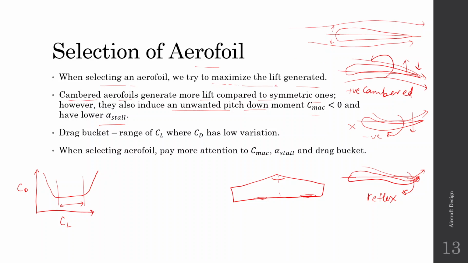Okay, if we just optimize for lift, then these other things might suffer. We might have an unnecessarily high CMAC, we might have a lower alpha stall, and we might have a smaller drag bucket. So when selecting an airfoil, although we maximize the lift, we also have to pay attention to CMAC, alpha stall, and the drag bucket.